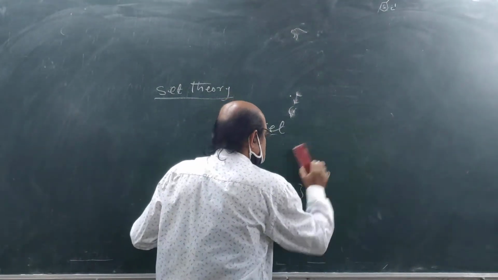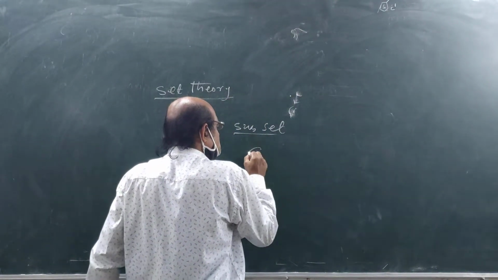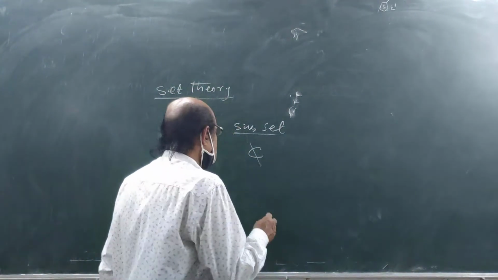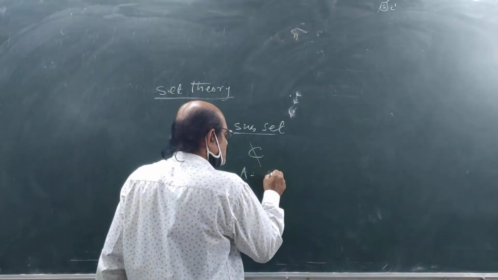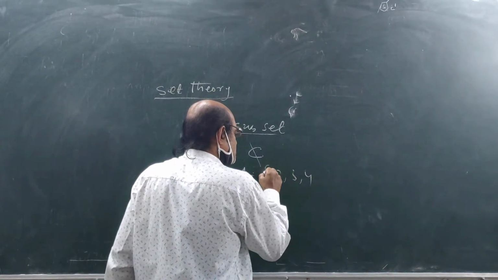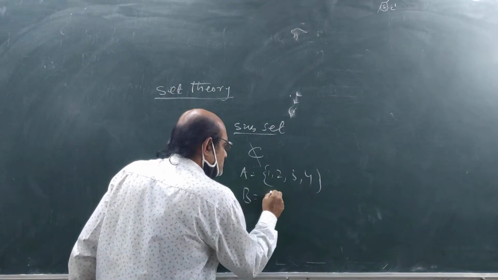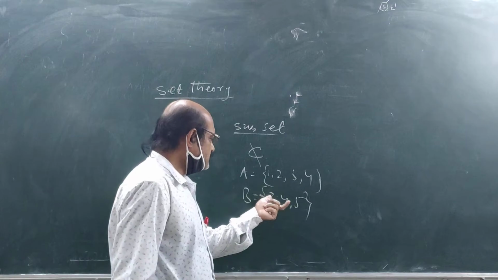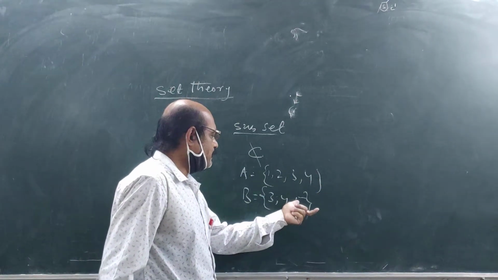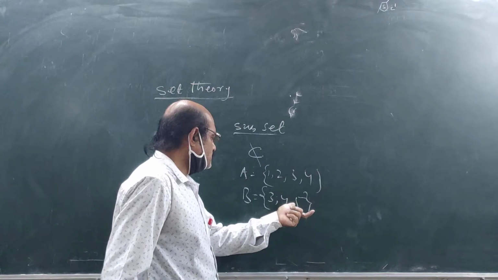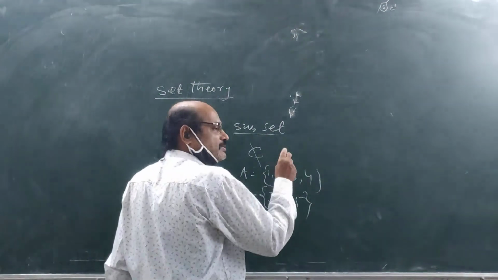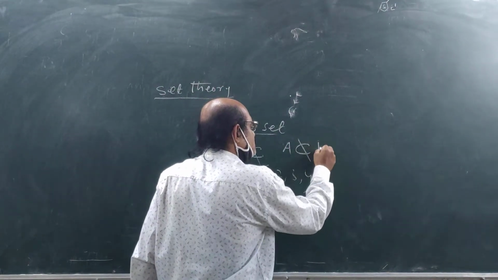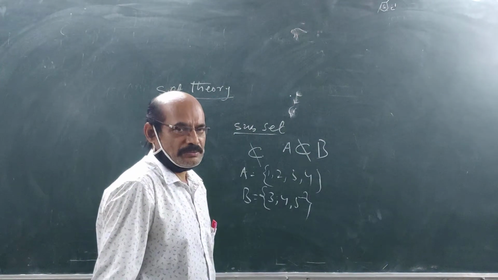Now we will discuss not a subset. For example, A is equal to {1, 2, 3, 4} and B is equal to {3, 4, 5}. In this case, though 3 is present and 4 is present, 5 is not present in the set A. So in this case, B is not a subset of A. I will write A is not a subset of B. This is all about subset.